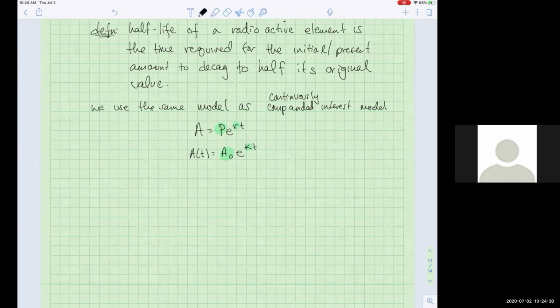So typically for interest, R is greater than 0. And for decay, K, not R, K is less than 0, as we discussed when we talked about graphing exponential functions. So let's take a look at an example.